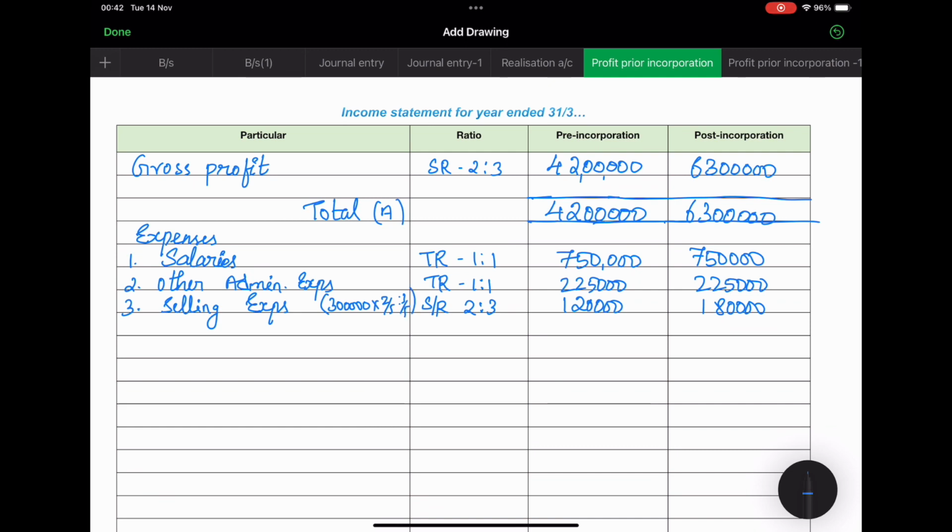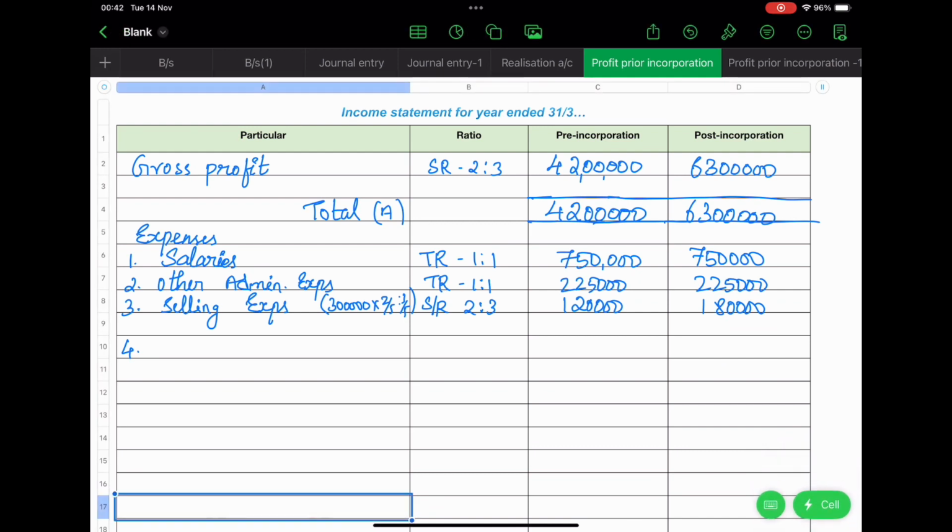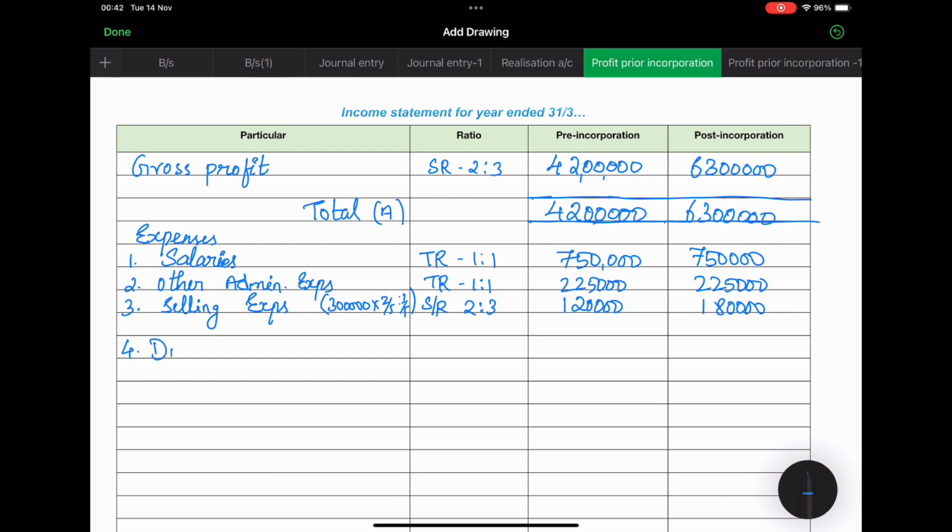After selling expenses, I'm having director's remuneration. You should not get confused just because they have given a remuneration and take the time ratio. Directors will be appointed after the incorporation, so we write it directly as actual post-incorporation, 75,000.